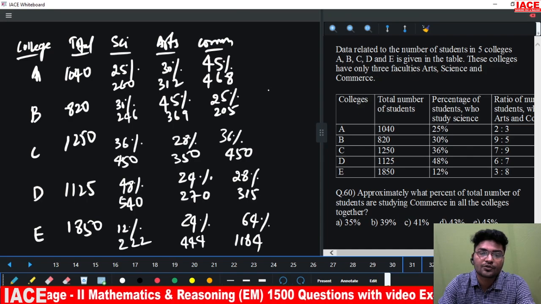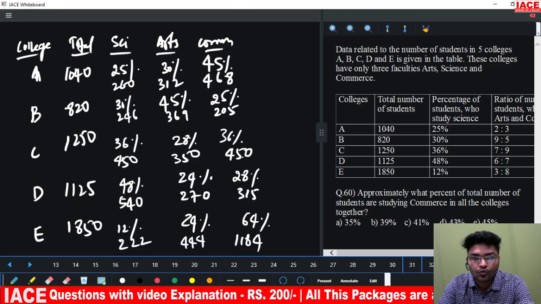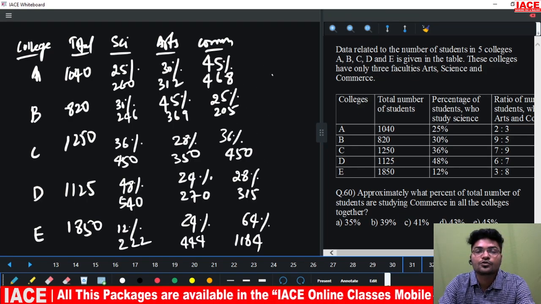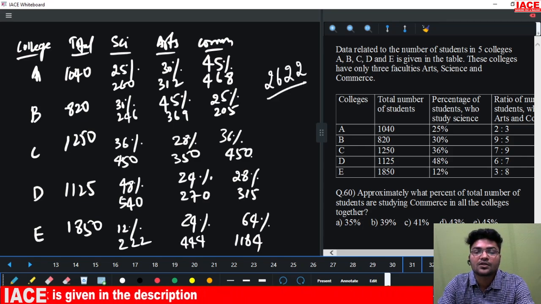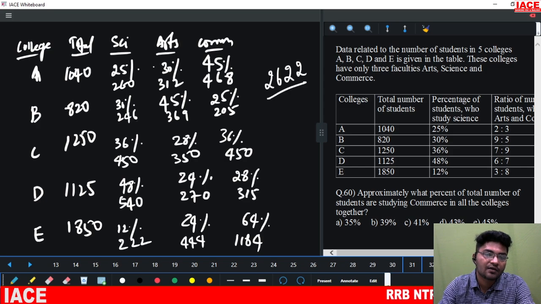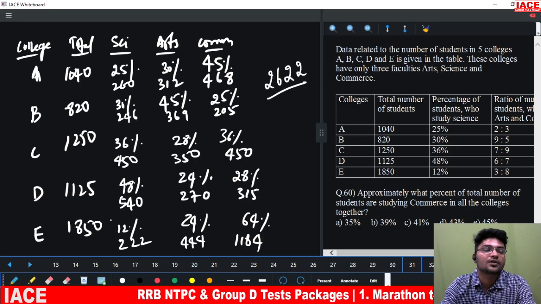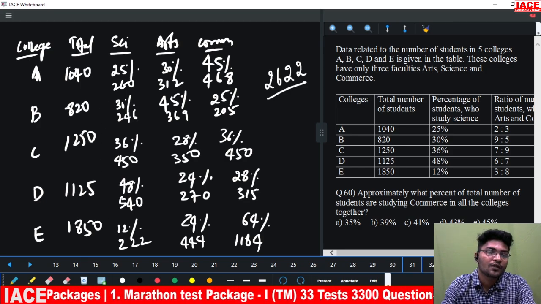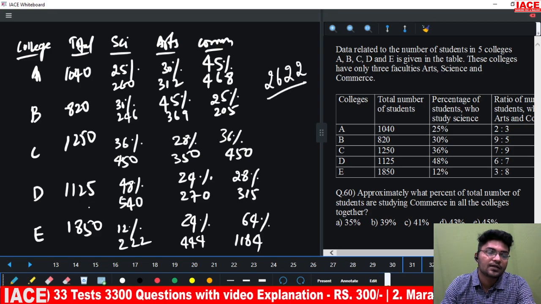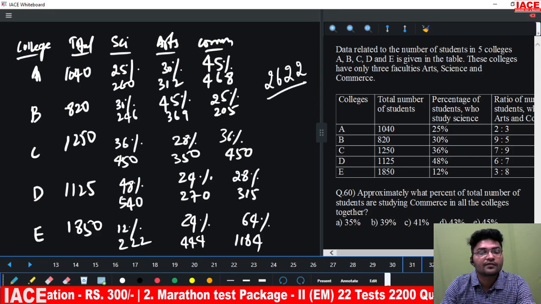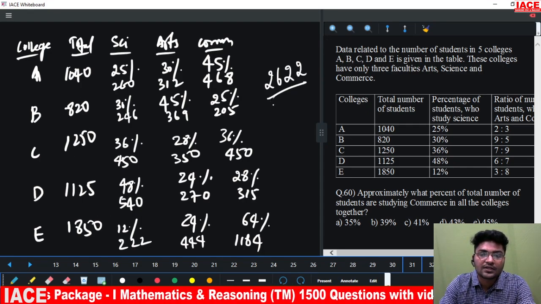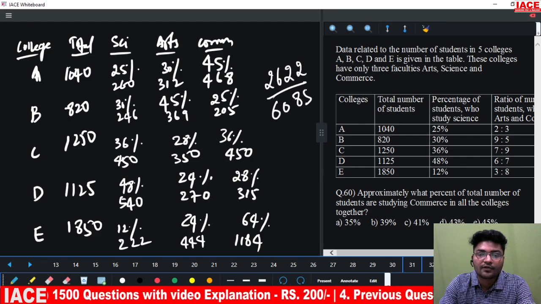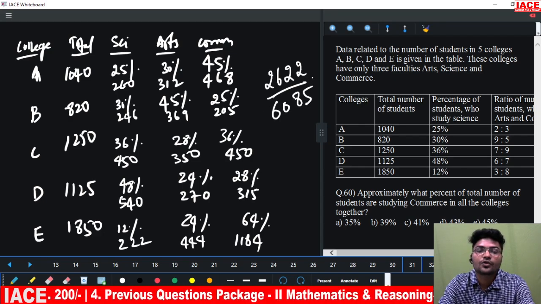This comes out to 2622. Sorry, 8 plus 4 is 12. So 2622 divided by, what is the total? Total means I have 1000, 1000, 1000 and 1000. This total is 4000, 4000 and 300, 800. This is 5100 and 40, 20, 50, 25. This total comes out to be 6085. So into 100 percentage.